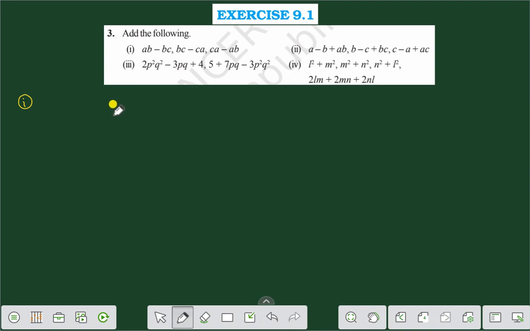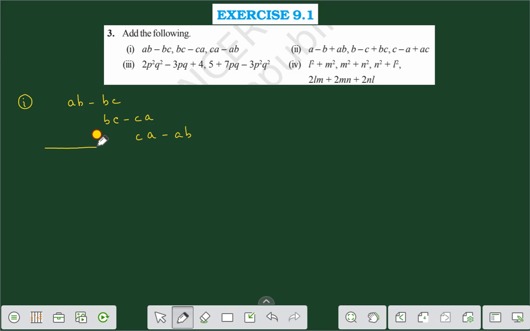That is AB minus BC. There is another term, that is BC minus CA. And another term is CA minus AB.